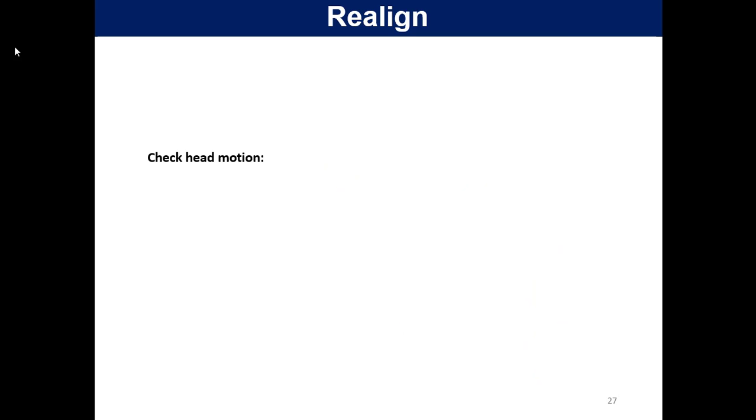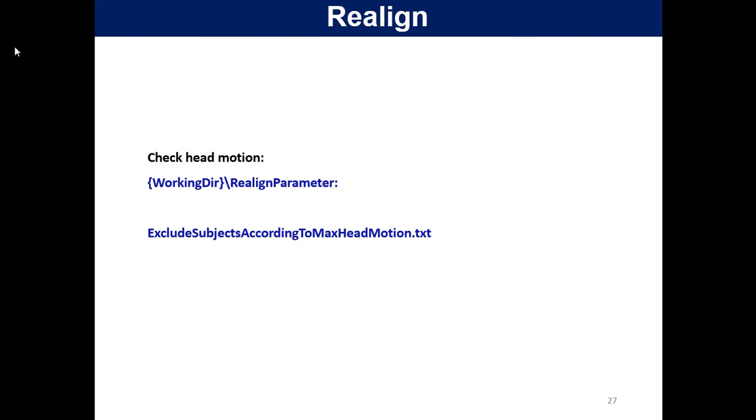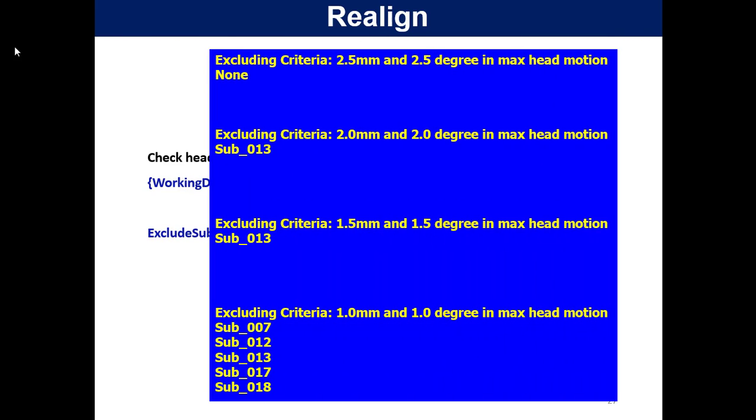And you can also check head motion in the realignment parameters folder. There is an option to exclude subjects according to max head motion. This is from a very long time ago. We excluded subjects in this way. We set up a maximum head motion, for example 1 millimeter and 1 degree. In that case, these kinds of subjects need to be removed. But nowadays, we do not remove subjects in this way.